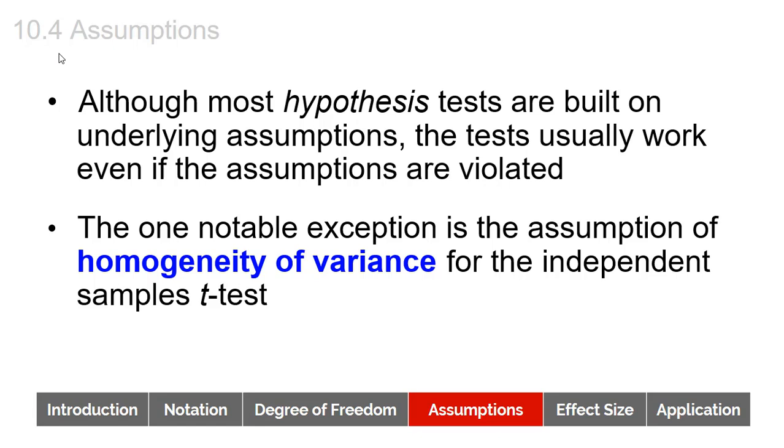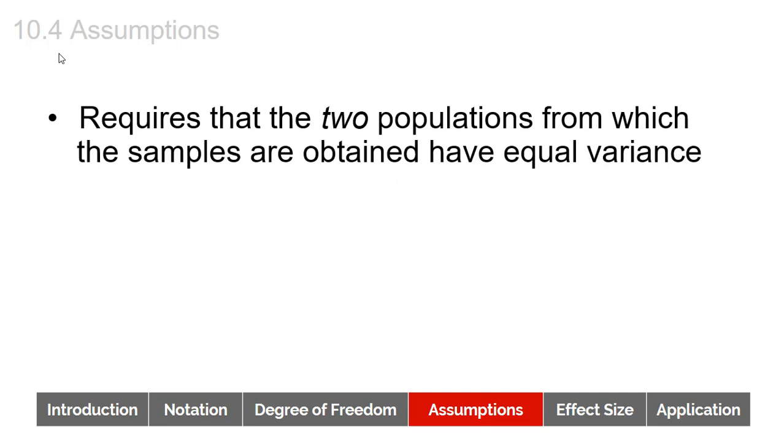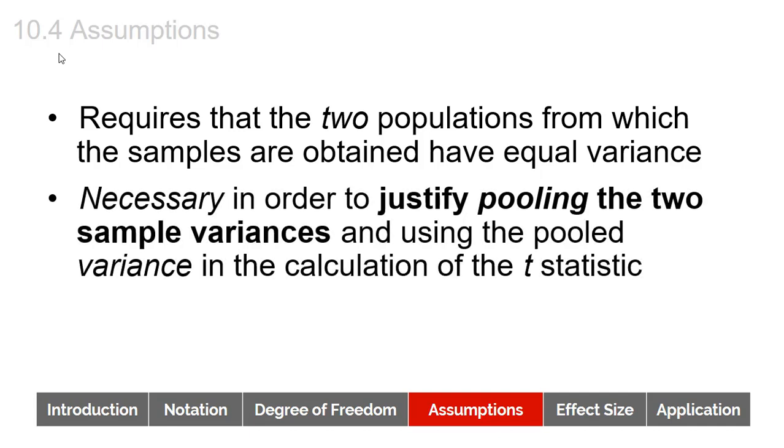It really does affect the actual results of the independent samples t-test. So this assumption requires that the two populations from which the samples are obtained have equal variance. I'm just repeating that. And why this is critically important is it's necessary to justify pooling the two sample variances. We spoke in the previous video about pooling sample variance, and that's how we get to our standard error of the mean differences. And using the pooled variance in the calculation of the t-statistic assumes that those variances in each sample are equal.